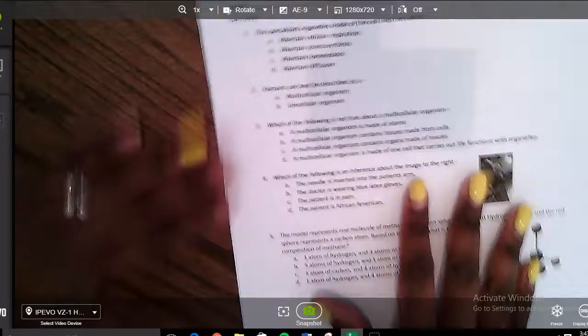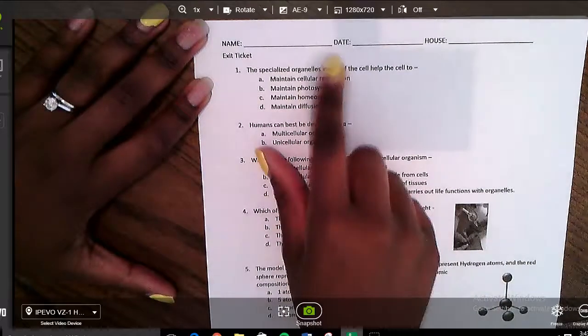Excellent job, guys. You will go to Illuminate right now. You are looking for your diffusion quiz on Illuminate. It should take you about 10 minutes to finish it. You'll know that you are taking the right quiz because number 1 will look like this.